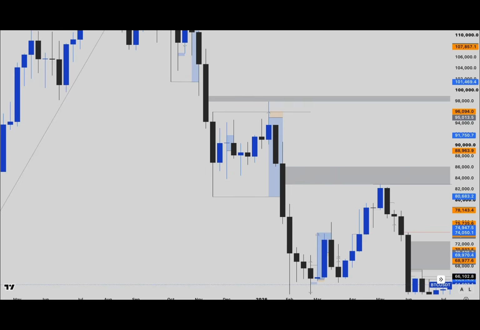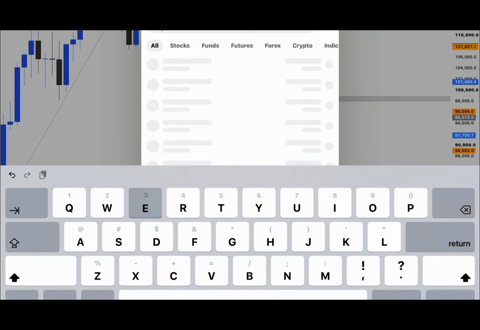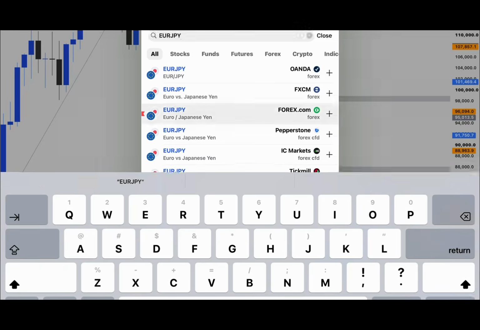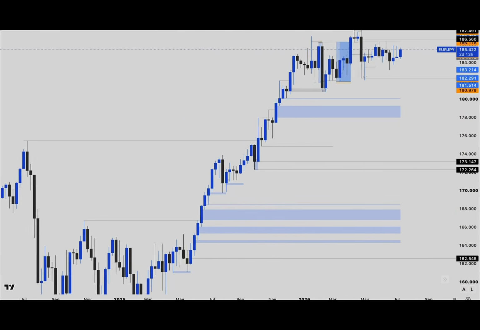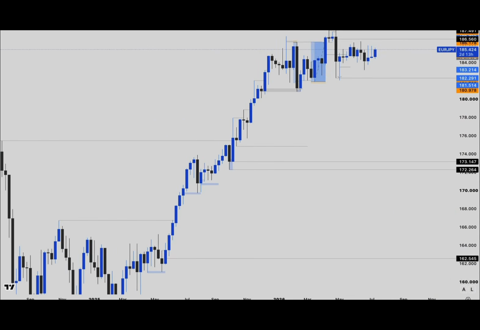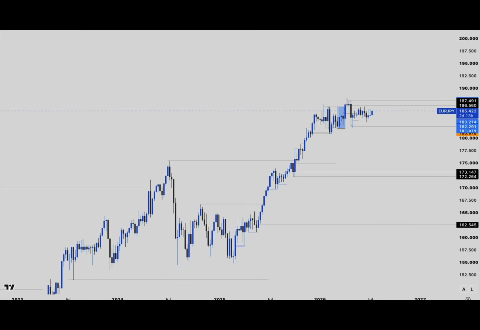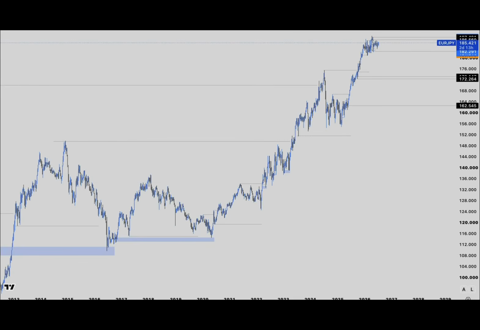Once you get your CRT, always what? Scale down to your lower time frame. You will always get your entry. Not always get your entry. Sometimes the market might choose not to give you an entry, but you get the idea. Now let me show you guys some more trades based on CRT.